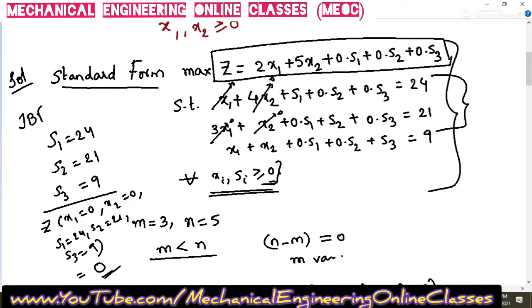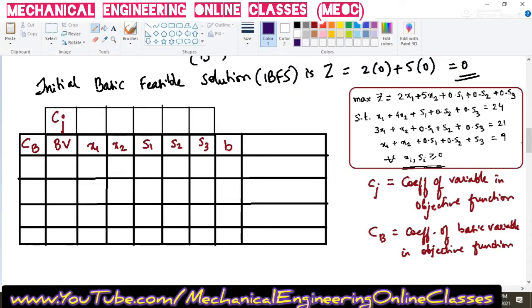Initial basic feasible solution, in short IBFS. So let us draw the simplex table for the initial basic feasible solution. In IBFS, we got Z as 0. So here the table will have all the constraints shown. BV is the basic variable, we know that.